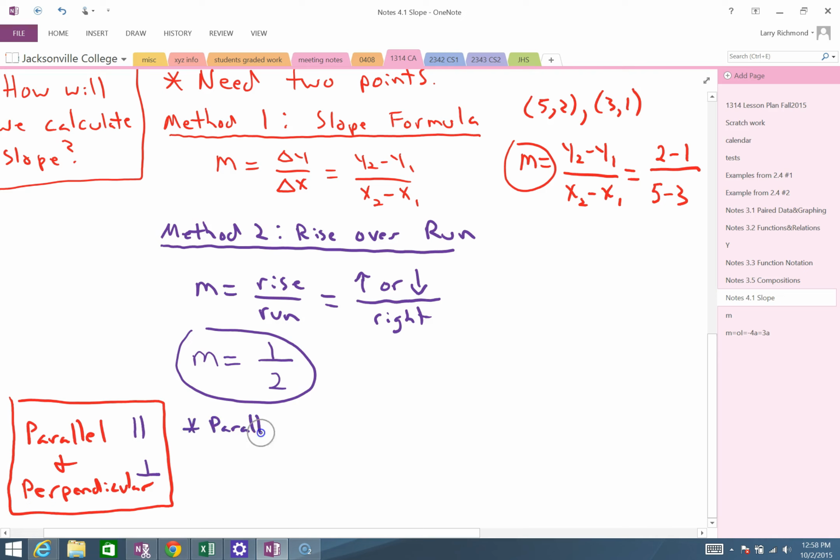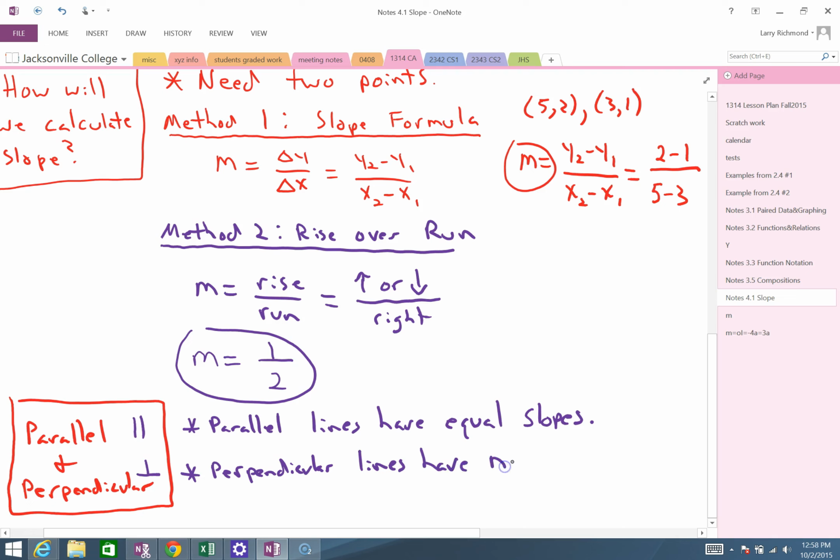Parallel lines have equal slopes. So if they're asking you to find the slope of a parallel line, you simply find the slope of that line, and it'll be the same. Perpendicular lines have negative reciprocal slopes.